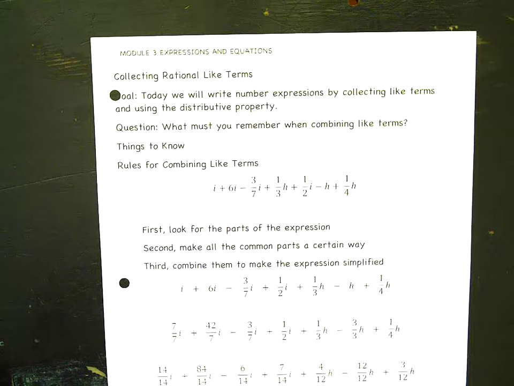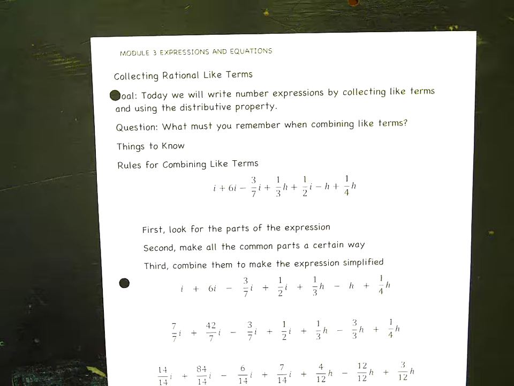All right, so some things to know. The rules for combining like terms are very simple. The thing you have to remember is that if something has something in common, then you can combine it. If it doesn't have anything in common, then you can't combine it. If you can remember that, that's going to make everything in math that we're doing from here on out a lot easier.